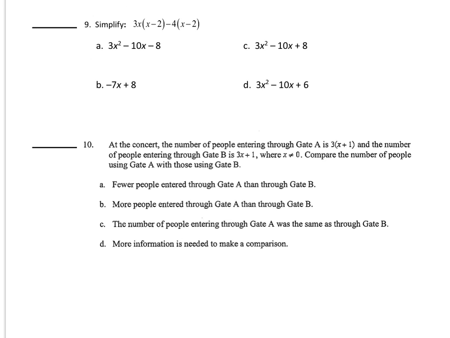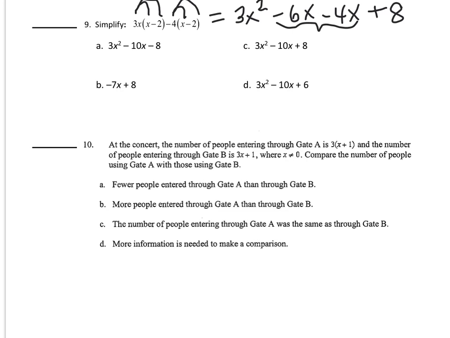All right, number 9 just says simplify. So you're going to start by getting rid of the parentheses. 3x times x to the first gives me 3x squared. 3x times negative 2 gives me negative 6x. Negative 4 times x gives me negative 4x. And negative 4 times negative 2 gives me positive 8. Remember, a negative times a negative is a positive.